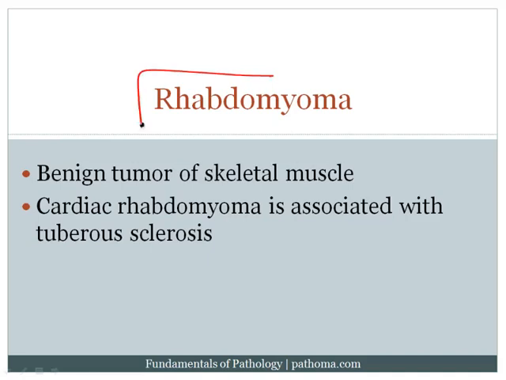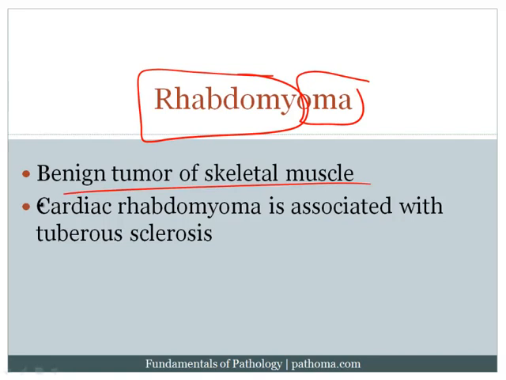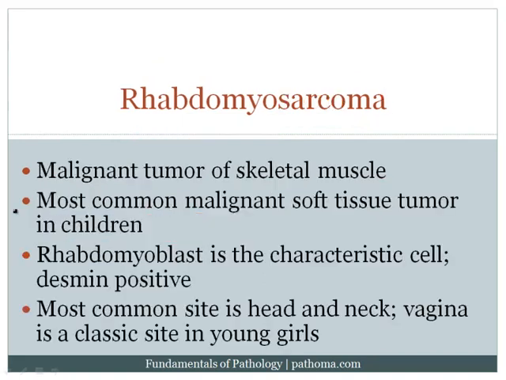Rhabdomyoma, rhabdomyo means skeletal muscle, and oma refers to mass. And so this is a benign tumor of skeletal muscle. You can also have a cardiac rhabdomyoma, and very high yield to recall, and we talked about this in the cardiac lectures, that this is associated with tuberous sclerosis.